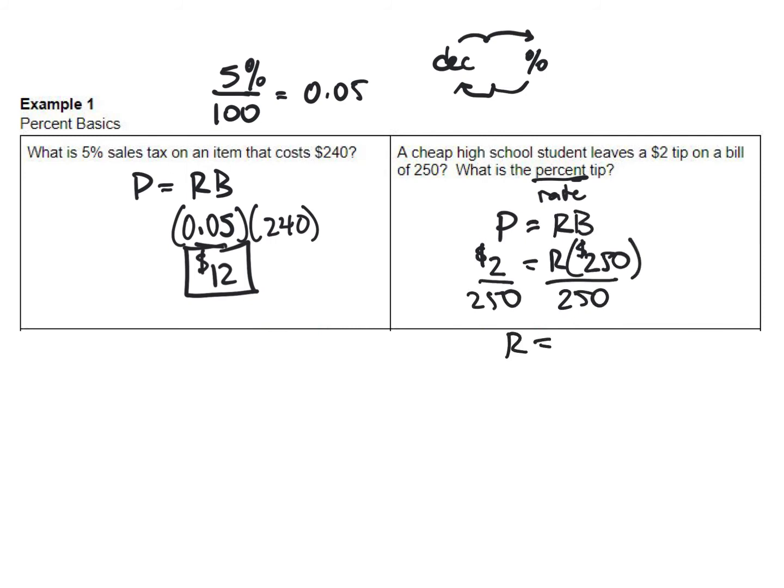In this case, my rate would be 0.008. Okay, now expressing that as a percent, I would move this decimal 2 spots to the right, or take this in the end and multiply it by 100 to turn it into a percent, and you would get 0.8%. So that cheap high school student didn't even tip the waitress or waiter a 1% tip.